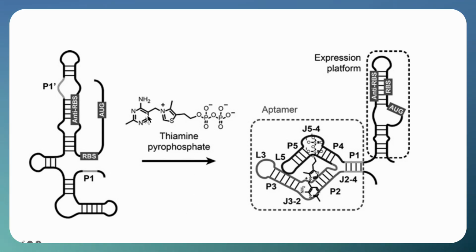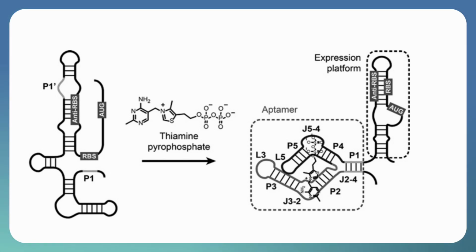However, when the concentration of thiamine pyrophosphate increases, TPP binds to this RNA aptamer at the 5' end of the mRNA, changing its three-dimensional structure. As the structure changes, the ribosome binding site and translation start codon become buried within a hairpin structure, preventing normal translation initiation.